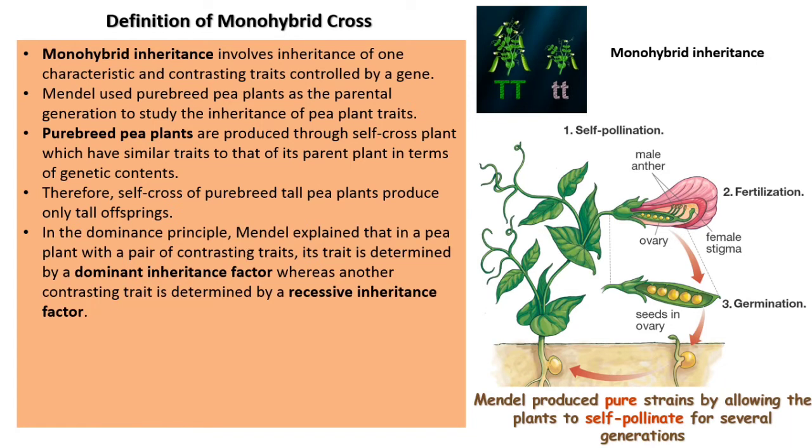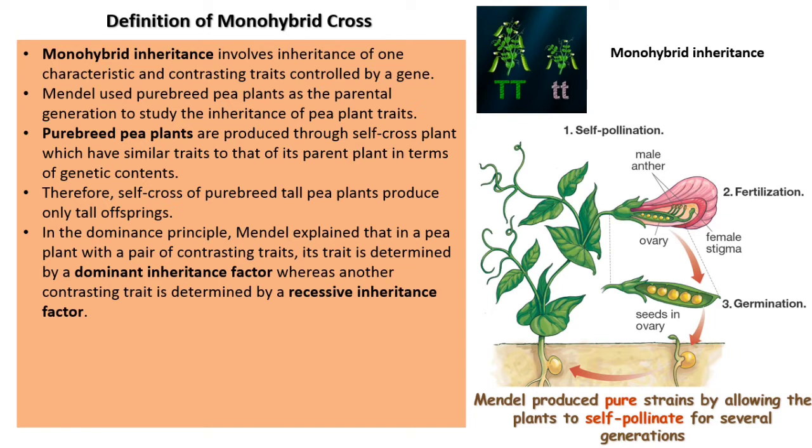In the dominance principle, Mendel explained that in a pea plant with a pair of contrasting traits, its trait is determined by a dominant inherited factor. Another contrasting trait is determined by a recessive inheritance factor.